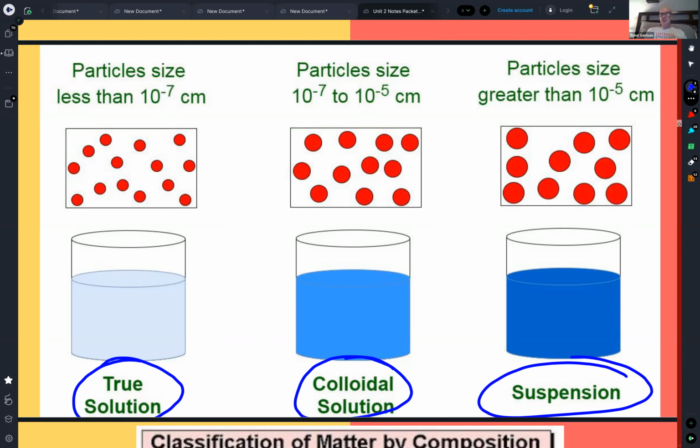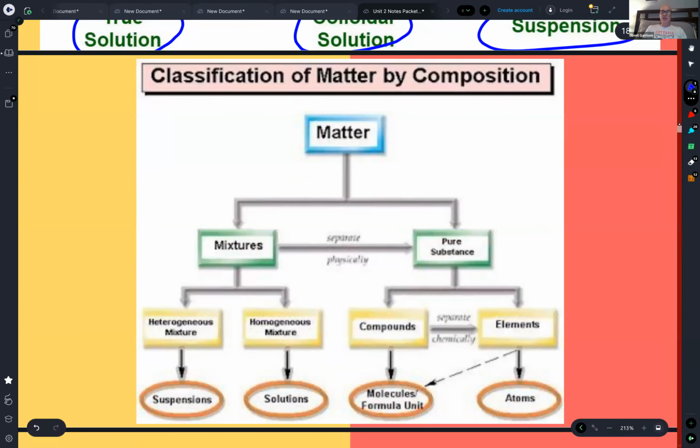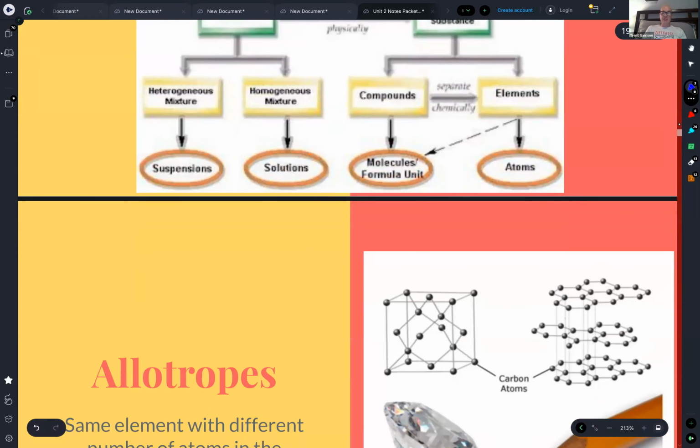A suspension will happen quickly. Think about your Italian dressings. If you have oil and vinegar mixed together, you shake it and they will stay mixed for a very short amount of time and then they separate. That is a suspension. And so it is only temporarily homogeneous. More long-term, it stays as a heterogeneous. So this completes our ideas of the classification of matter, where we have pure versus mixtures. The homogeneous and heterogeneous are on the left. We have the compounds, molecules, and elements on the right.